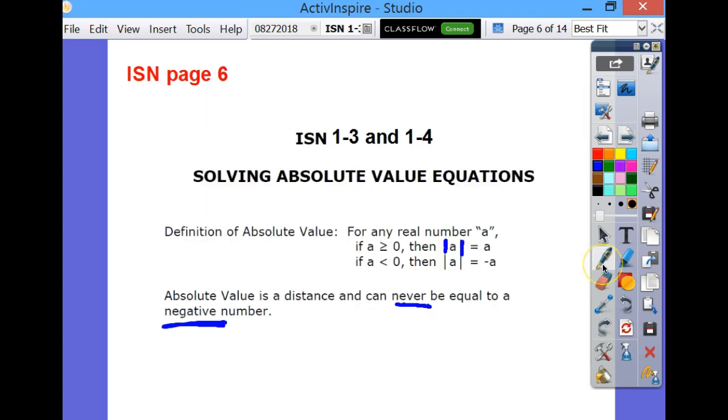Okay, next, would you please look at your gold-colored notes. The gold-colored notes are on absolute values. Does anybody need a copy of the gold-colored notes? Okay, first of all, let me remind you that an absolute value is talking about a distance. The distance can never be negative.